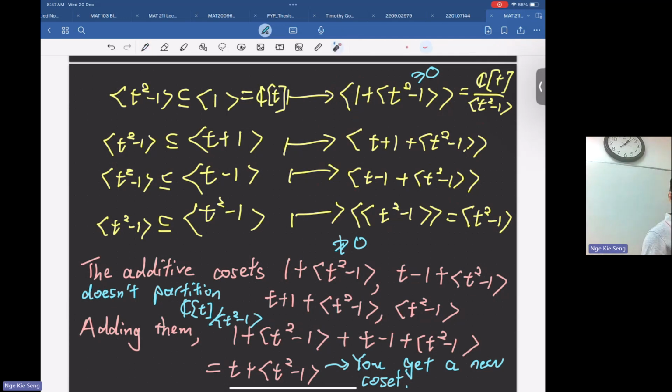I ignored the fact that the image of an ideal is an ideal. So this is the main point you have to get today, one of the main points. If you look at the image of an ideal, you must get an ideal. Again, not just a coset.